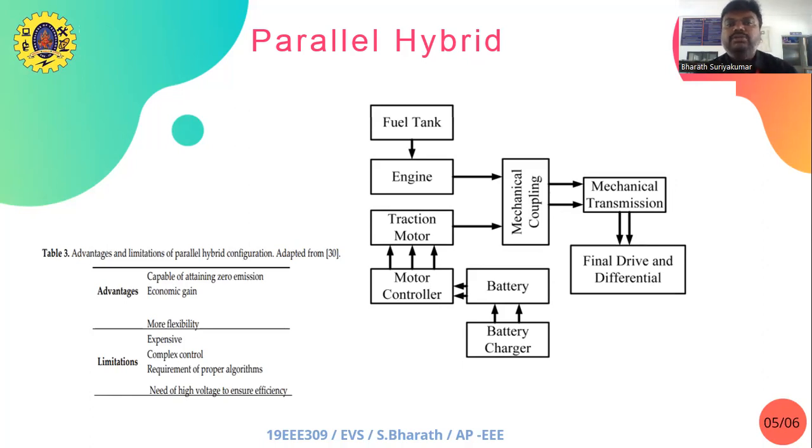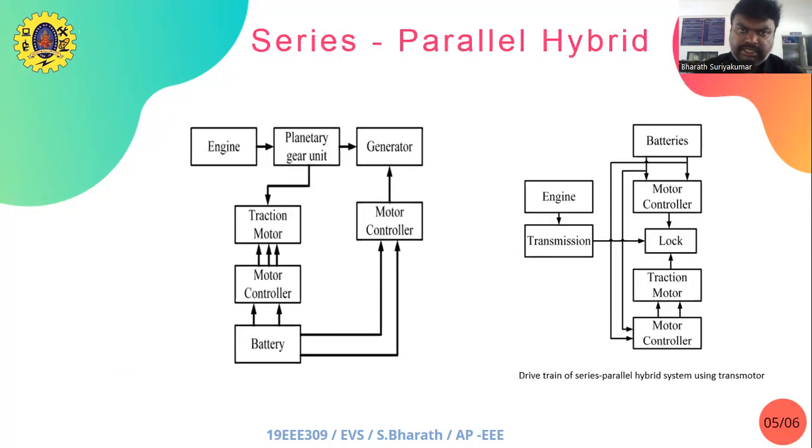But some limitations also are there in the parallel hybrid system, which is expensive since both are connected in parallel. A complex control mechanism is required for both the things separately. Requirement of proper algorithms for switching over, need of high voltage to ensure the efficiency. Because of these advantages and disadvantages in the first two cases, there comes the combined series parallel hybrid architecture.